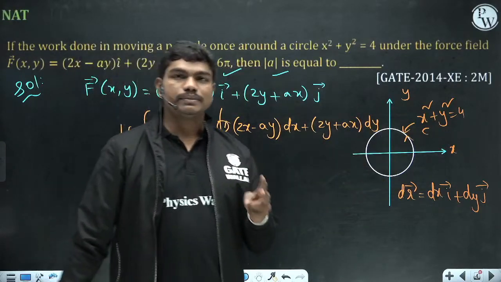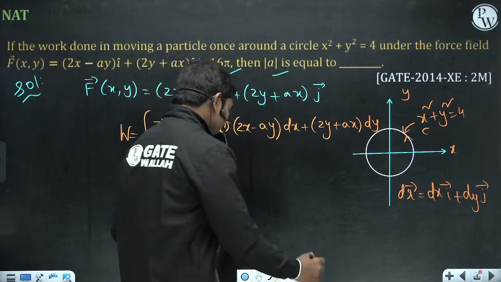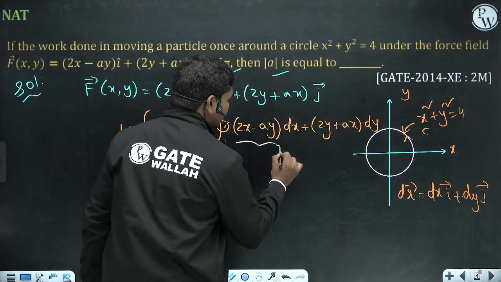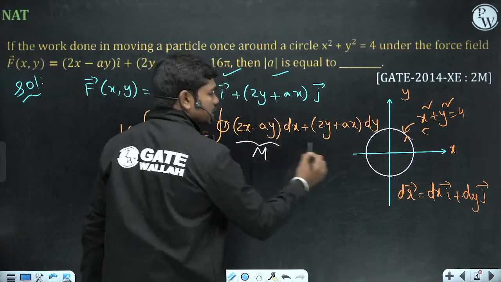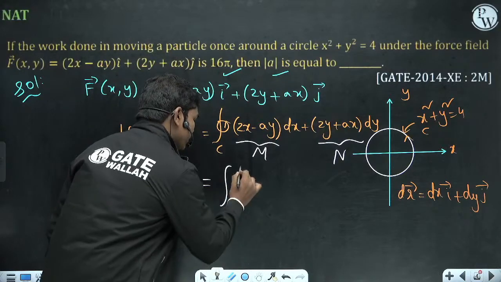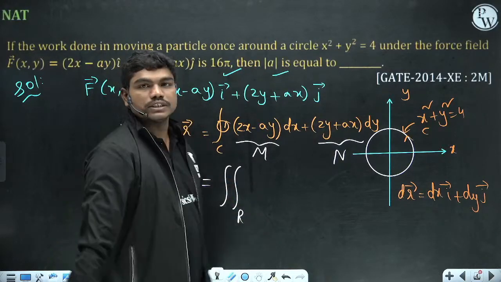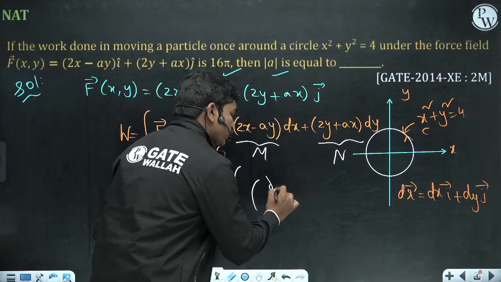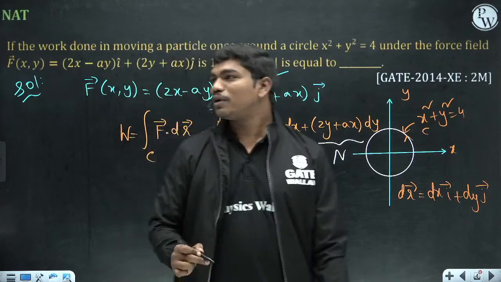So here there are two variables but the path is also closed, so you can observe clearly that if you take this as M, because this is multiplied with dx, and this as N, because it is with dy, then this integral is equal to the integral over the region R of dou N by dou x minus dou M by dou y. Tell me, dou N by dou x and dou M by dou y?